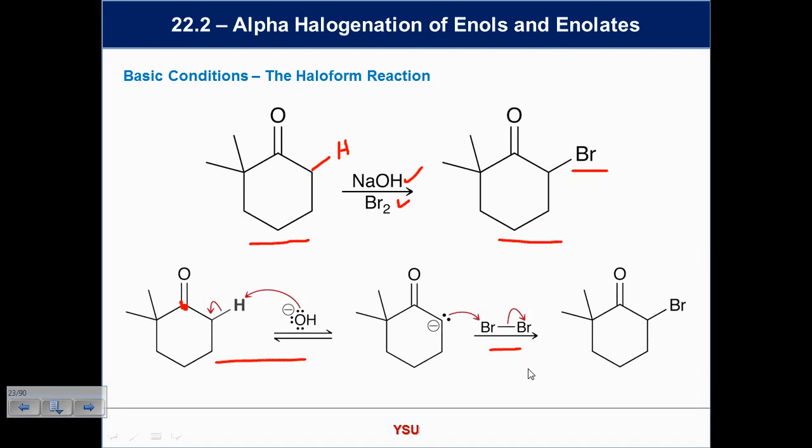What's the advantage of breaking that bond? What do you know about Br-Br bonds? They're weak. They're very weak, right? So the overall motivation here is to break that bromine-bromine bond and to get to somewhere more stable. So this C-Br bond at the end will be more stable.